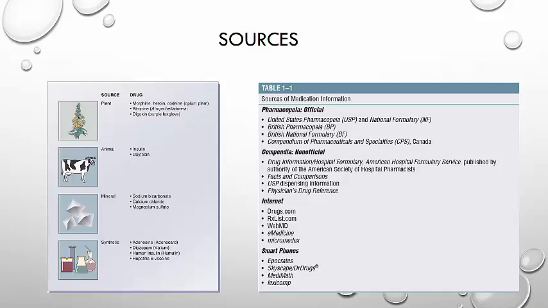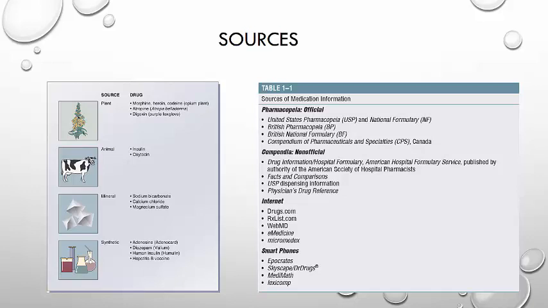You also have sources from animals. This is going to be like your insulin and oxytocin. You have mineral sources. That would be your bicarbonates, calcium chloride, magnesium sulfate. And then you've got your synthetics. This would be like your adenosine, your diazepam or Valium, and some of your vaccines.